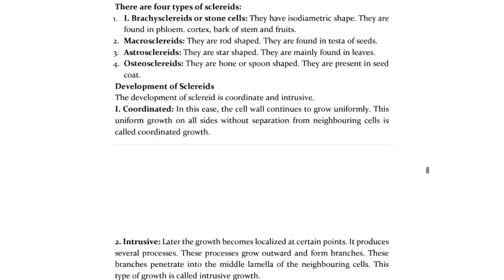3. Astrosclereids. They are star-shaped. They are mainly found in leaves. 4. Osteosclereids. They are horn or spoon-shaped. They are present in seed coat.